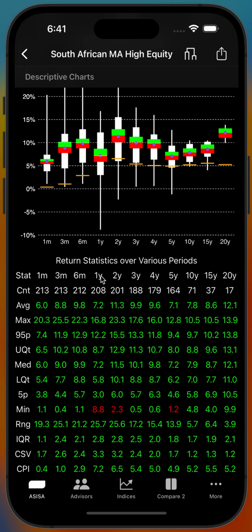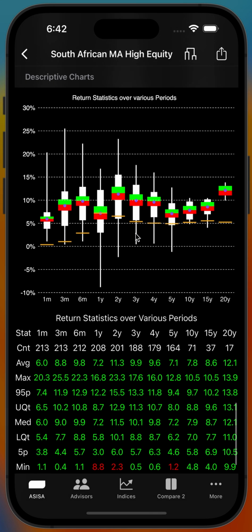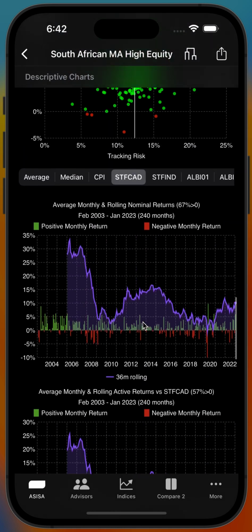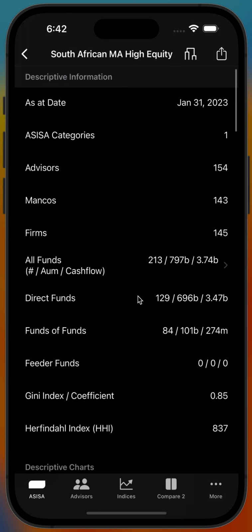So you could see, for example, over a 1-year period, the maximum return of any fund to January 2023 was 16.8%, and the minimum return was minus 8.8. So quite a big difference there. The range is 25.7%. Numbers in red, again, are negative. Numbers in green are positive. And you can see it graphically here with the worst fund at minus 8.8 and the best fund being that 16.8% return. So that's basically, you've got this for every single ASISA category.